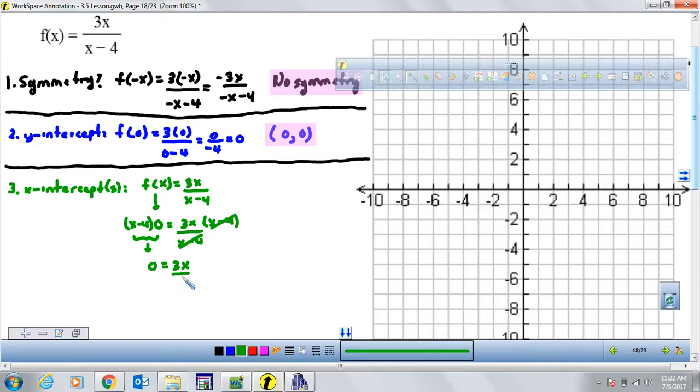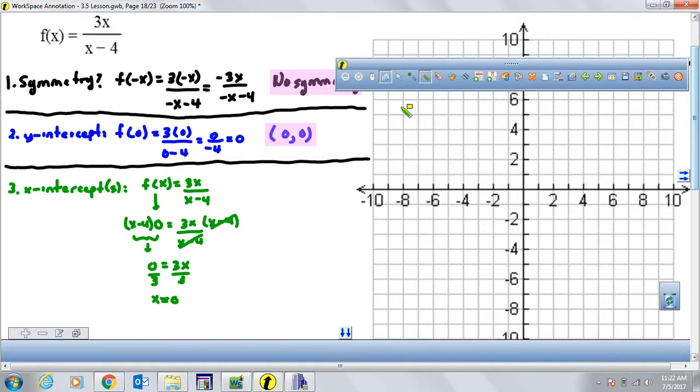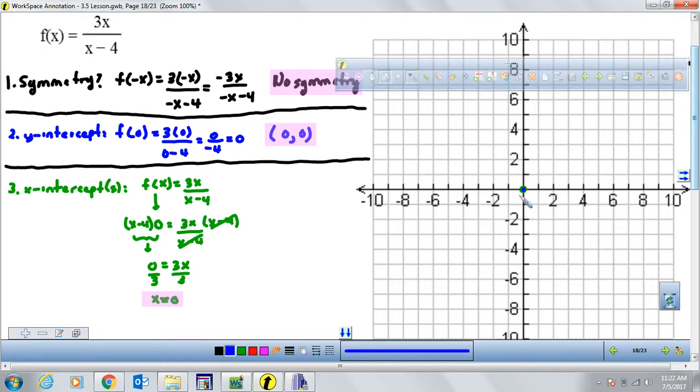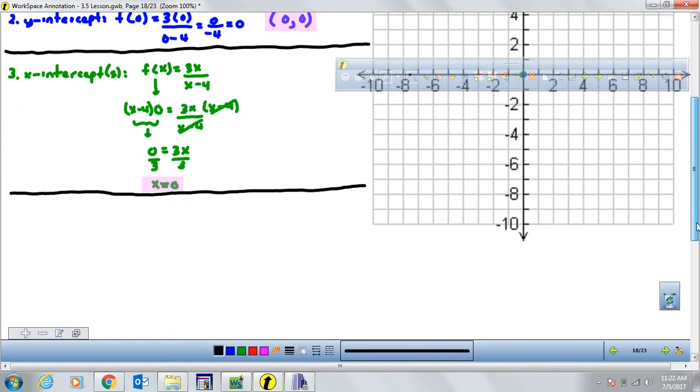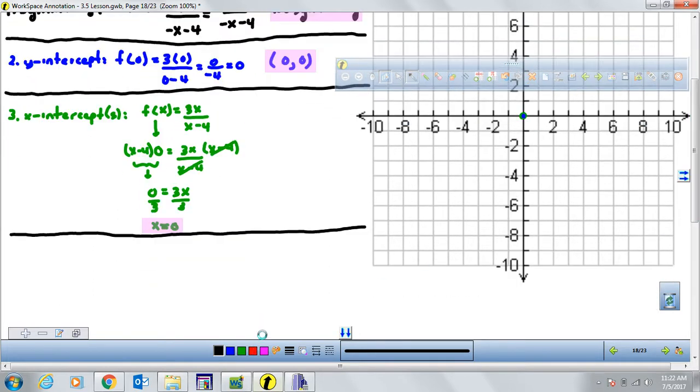So I'm going to solve for x by dividing by 3, and that gives me x equals 0. So my x-intercept is x equals 0, and my y-intercept is 0, 0. My x-intercept is x equals 0, so it is the same point, right? So this point is the same for both. 0, 0, and x equals 0, of course. It's the same. Okay? So that's number 3.